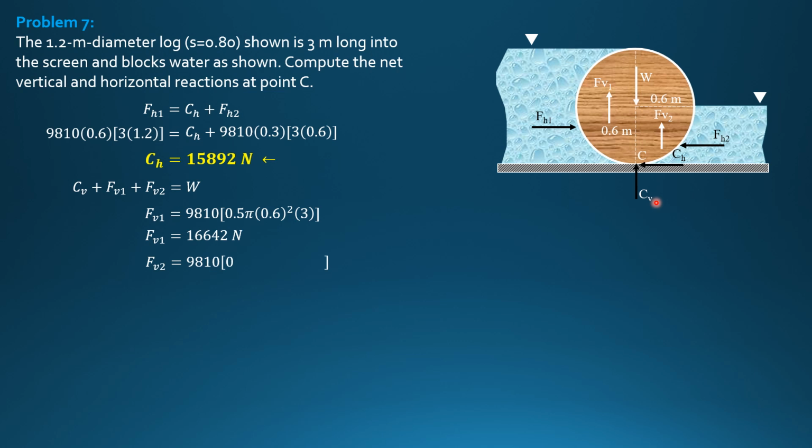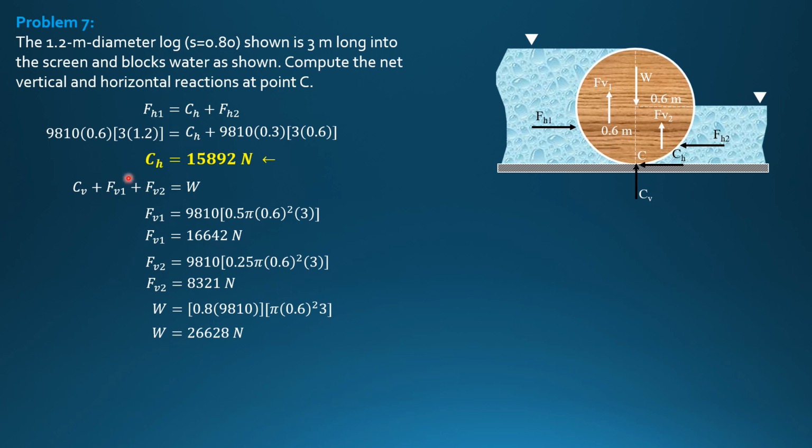So FV2 is 9,810 times 0.25 pi, or pi over 4 radius squared times 3. So FV2 is equal to 8,321 newtons. As I said, half of that. Then the weight is specific weight of the log, which is 0.8 times 9,810, times volume of the circular log, pi radius squared times 3. So 0.8 times 9,810 times pi, 0.6 squared times 3. So the weight of the log is 26,628 newtons.